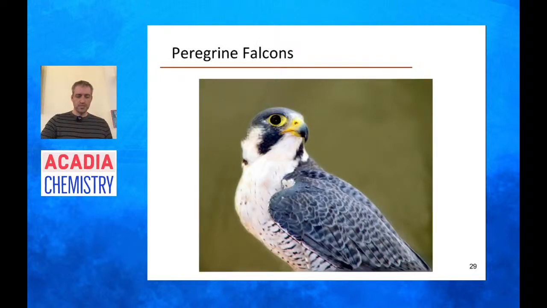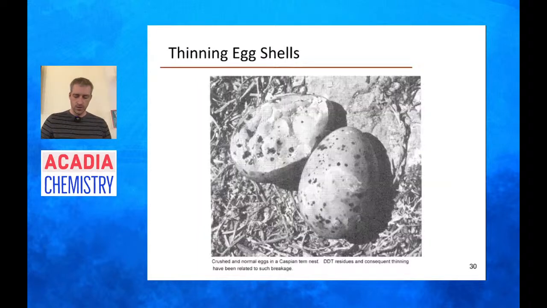So one bird species in particular that was the focus of this was peregrine falcons, which are, of course, predatory birds. They would eat fish, they would eat any other small animals that they'd get a hold of. And what they were finding the DDT was causing in the bodies of these birds is that they would lay eggs, I guess like normal, except the shells of the eggs that they were laying were much thinner than normal.